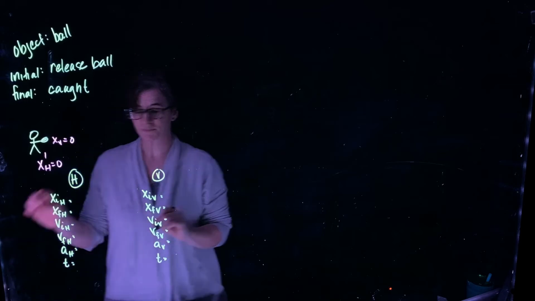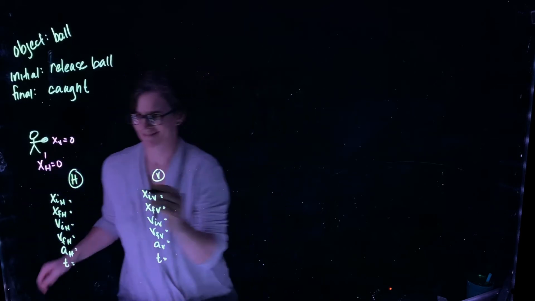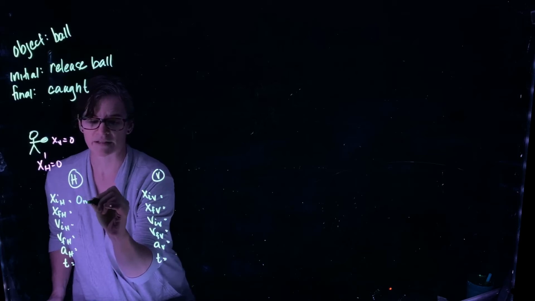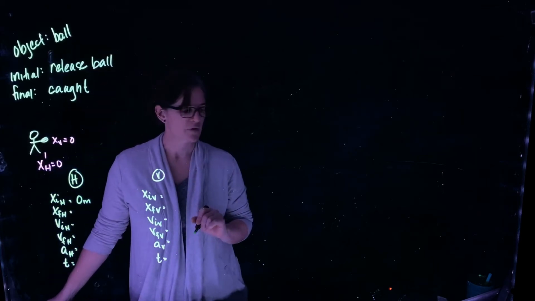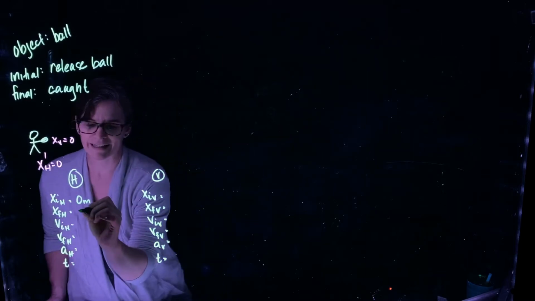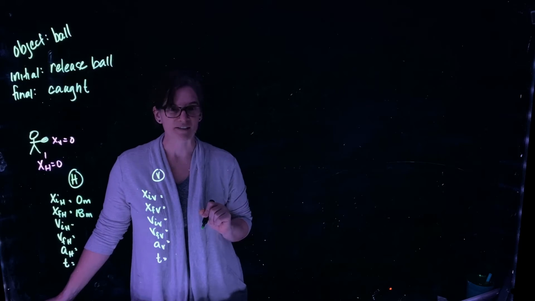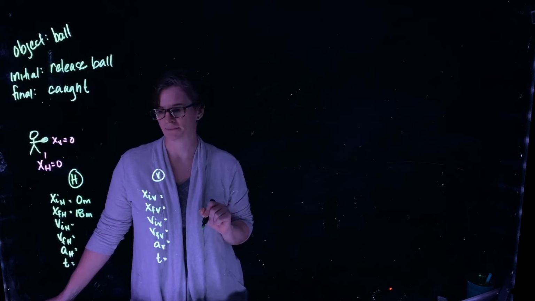All right. So where does the ball start? Well, it starts at the origin. So our initial horizontal position is 0. We know that player is 18 meters downfield. So we're going to get to 18 meters downfield as our final horizontal position.